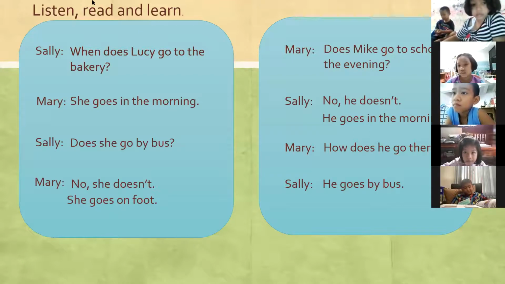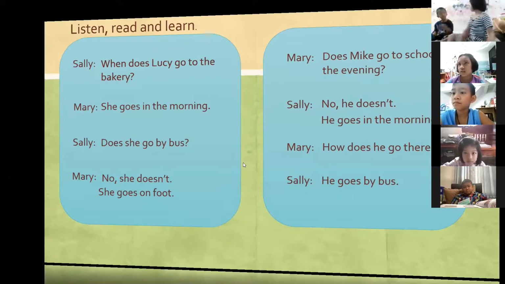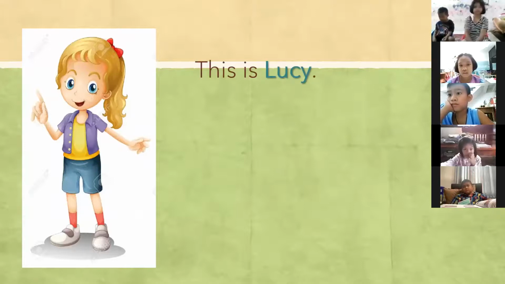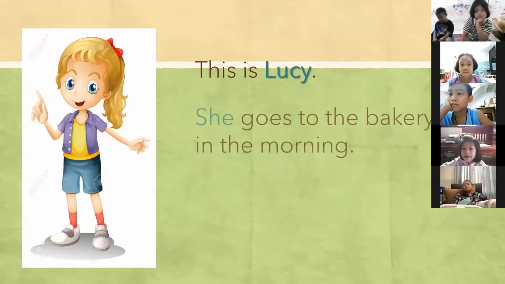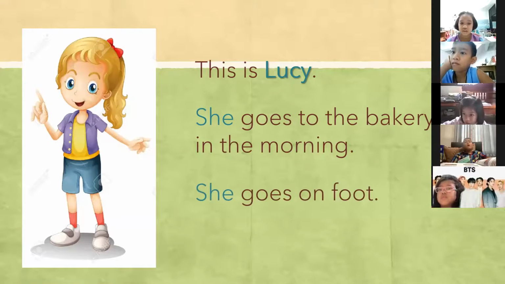We have Lucy and Mike. I'll show you the features of Lucy and Mike. So this is Lucy. She goes to the bakery in the morning. She goes on foot, meaning she walked. Going to the bakery, she walked. Now we have the question.